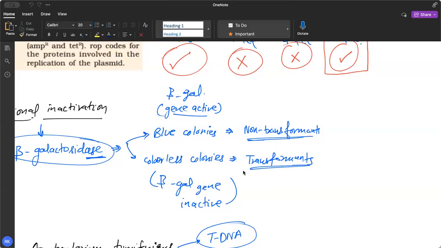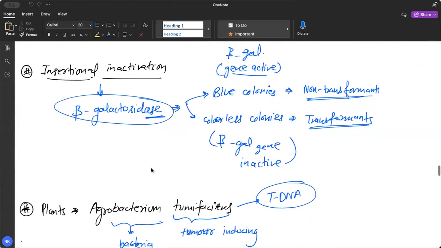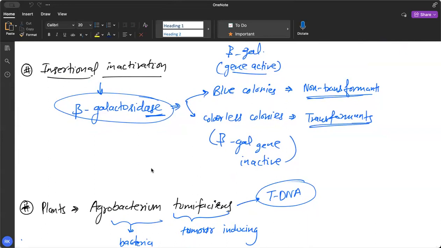And those will be the transformant colonies. And if you get blue colonies, which means beta galactosidase is active, then when it is active, it gives a blue color, which means those are non-transformants and our DNA recombination method has not worked. Okay, so this is a good alternative in place of using antibiotic resistance as a marker.